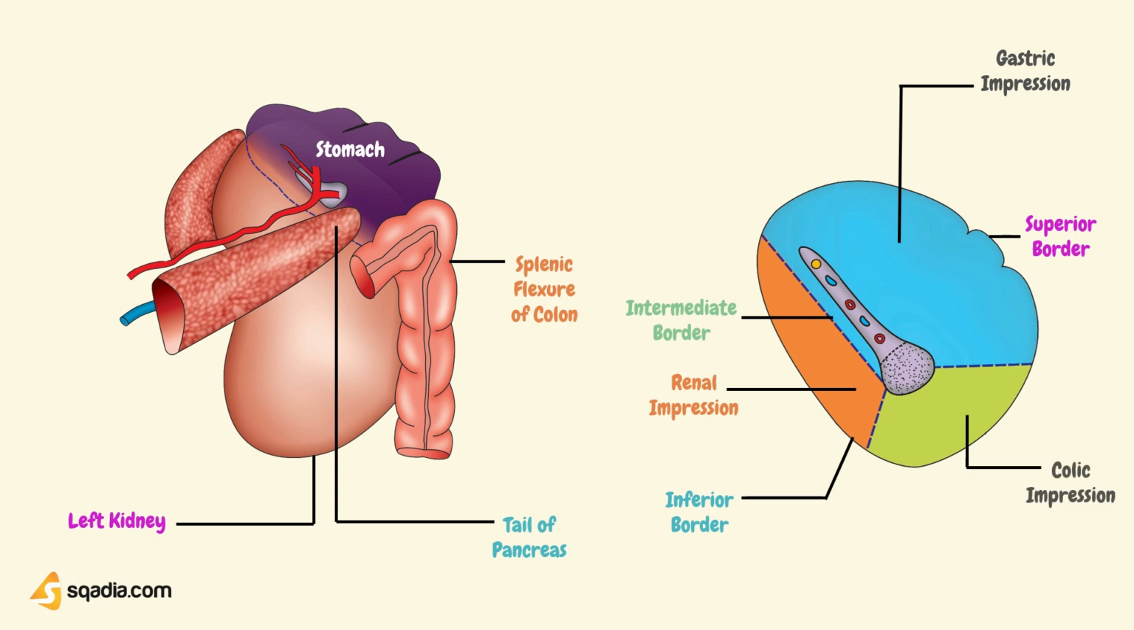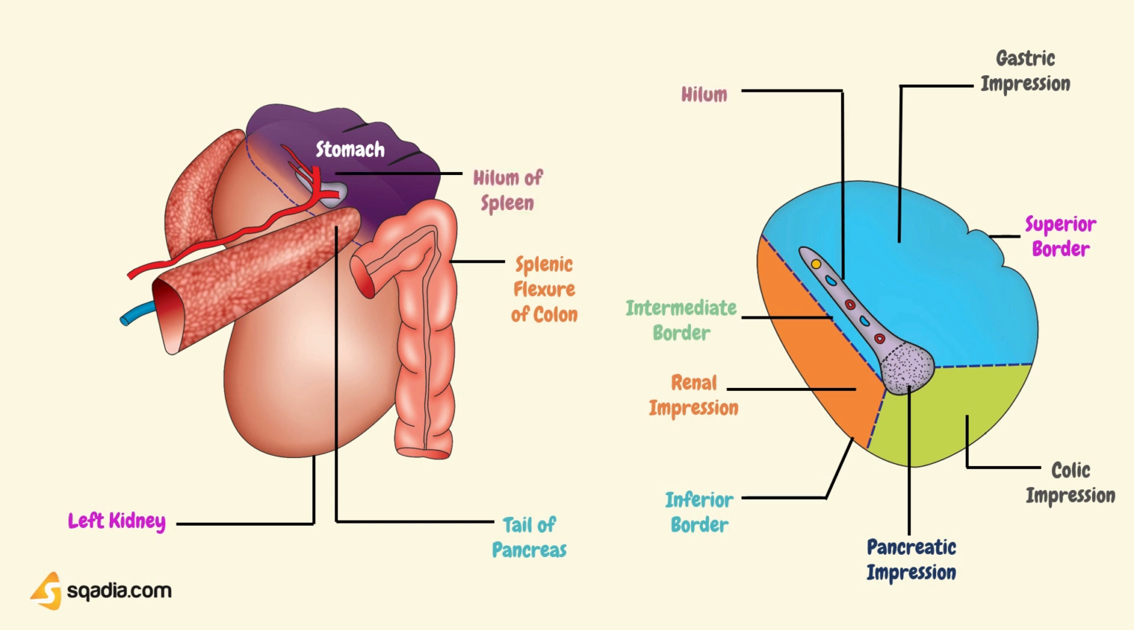The colic impression for the splenic flexure of the colon occupies a triangular area adjoining the anterior end of the spleen. The pancreatic impression for the tail of the pancreas lies between the hilum and the colic impression.